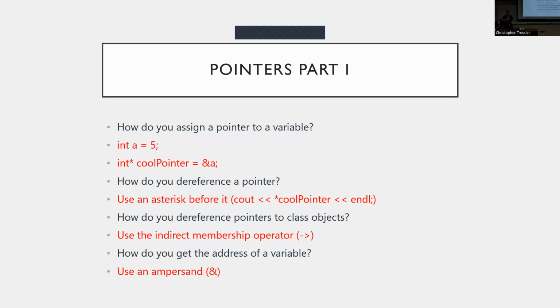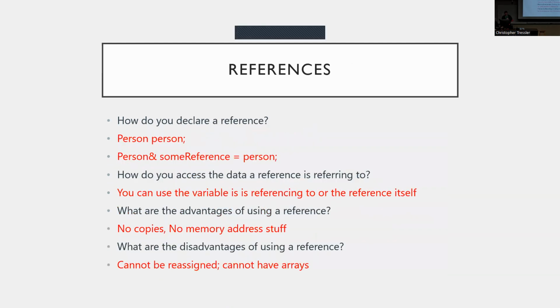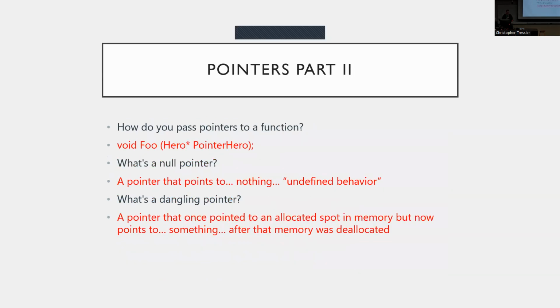Oh, that was just how do you get the address? It's basically put the ampersand in front of a variable. You can see the A, right? When I assign the pointer to A, I put in the and symbol in front of the A. So that tells you the pointer is pointing to the memory address. And we have references. Oh, wait, no, I have to do pointers part 2. My bad. All right, so then we have passing pointers into a function.